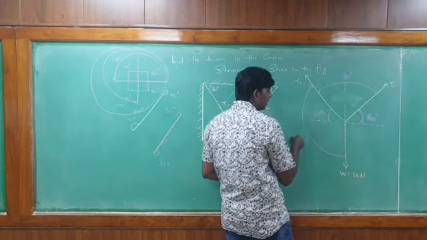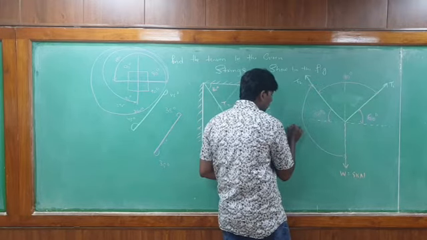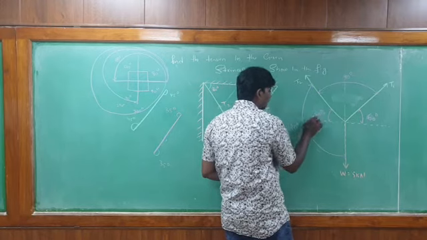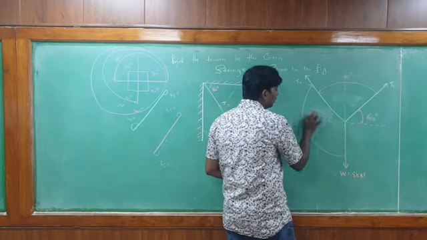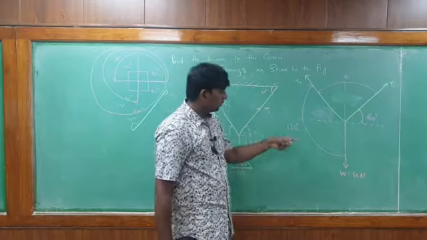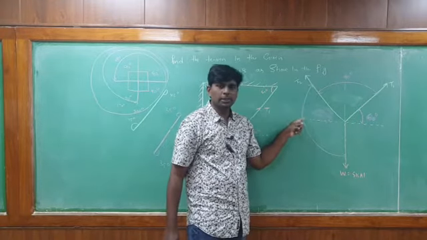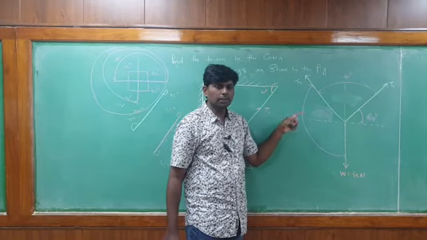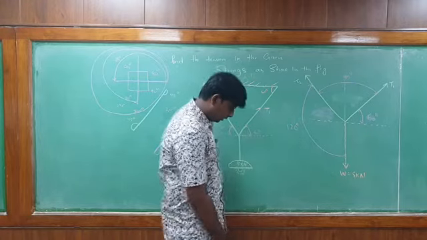This is 90 plus 30. How much will it be? 120 degrees. From here to here is 90, then this one will become 30. 90 plus 30 will be 120.